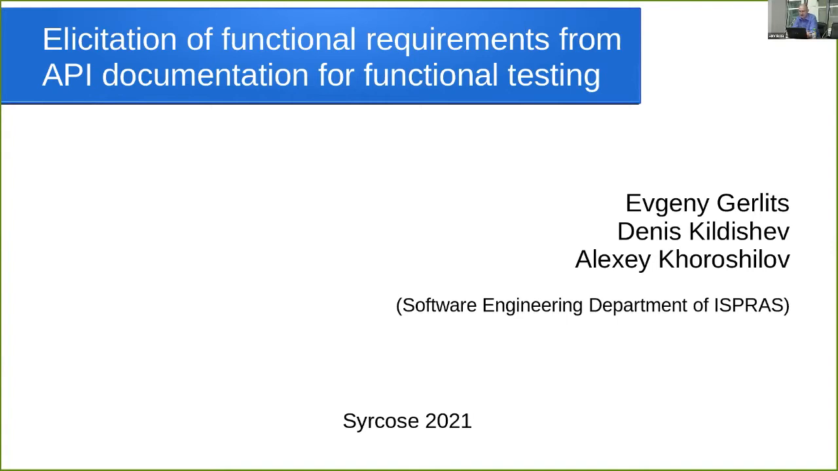Okay, I am Evgeny Gerlitz, and this is a joint work performed by me and my colleagues from the Institute of System Programming of the Russian Academy of Sciences. Denis Kildyshev is here, and also Alexei Horoshilov. Our study: elicitation of functional requirements from the API documentation for functional testing.